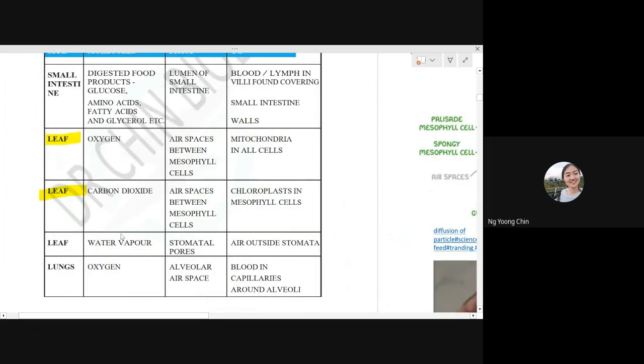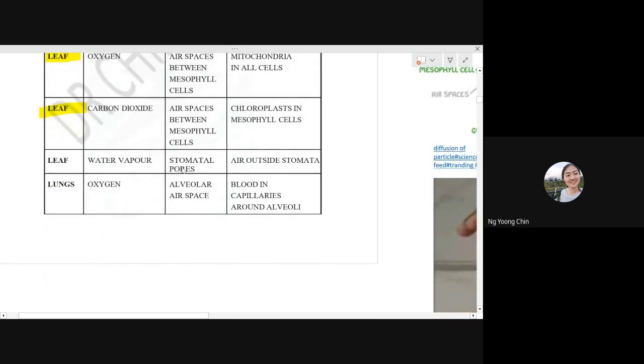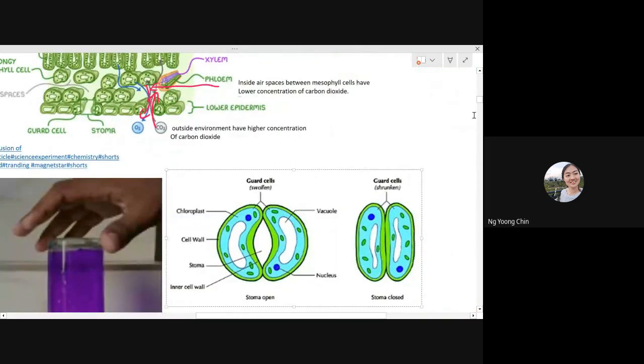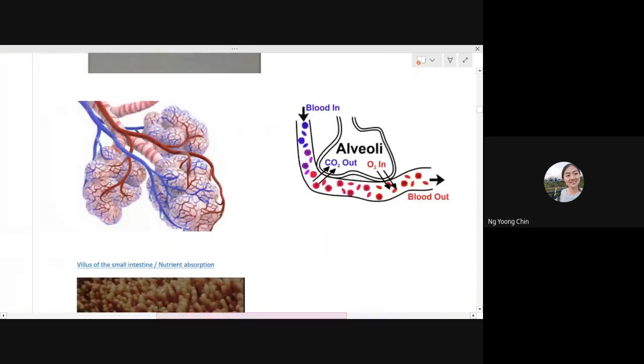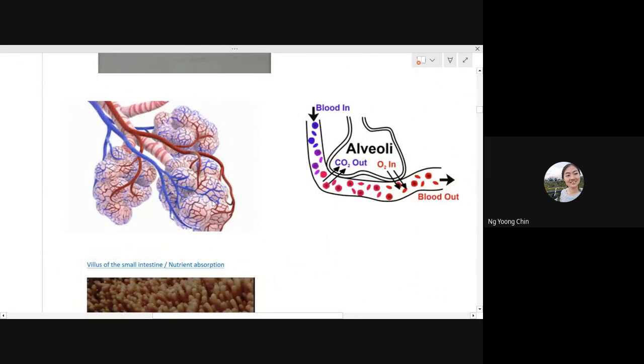Next, the lung. In our lung we have a structure called the alveolus. I think you learned it before. The alveolus is a tiny structure in our lungs. They are surrounded by a network of blood capillaries. You can see that, this is the blood capillary, surrounded by a network of blood capillaries.